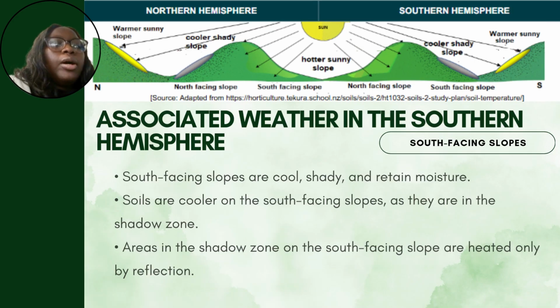Now, when we contrast this with south-facing slopes, you can look at the image as well. We can see that the areas are usually cool, shady, and they retain moisture. The soils are cooler on the south-facing slopes as they are in the shadow zone, because remember, we talked about this as well. Areas in the shadow zone on the south-facing slope are usually only heated by reflection. So you can begin to see and appreciate the difference between an area that is facing the north and those that are facing the south.